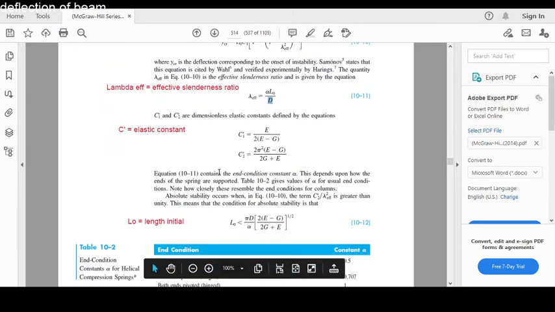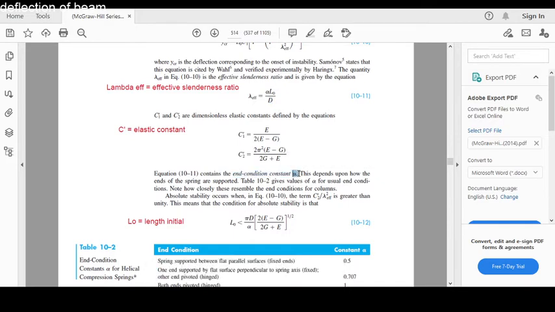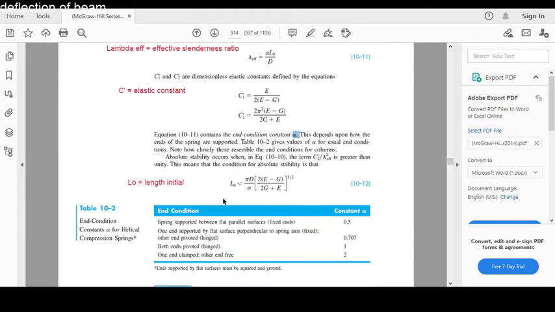Equation 10-11. The end condition constant alpha depends upon how the ends of the spring are supported. Table 10.2 gives values of alpha for the usual end conditions. Note how closely this parallels the end conditions for columns. Columns are talked about in the subject of solid mechanics.